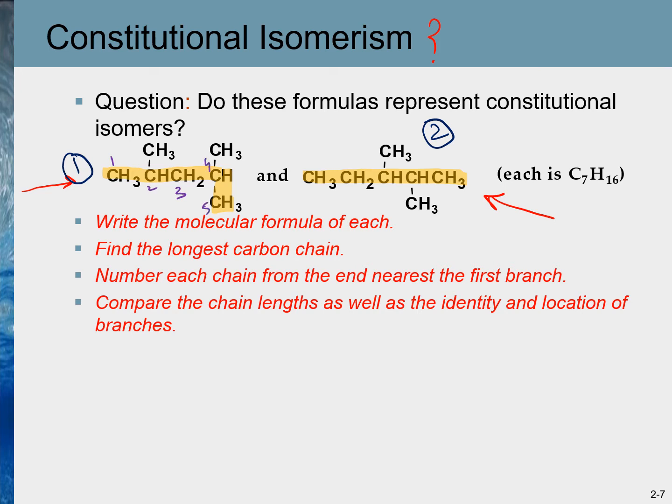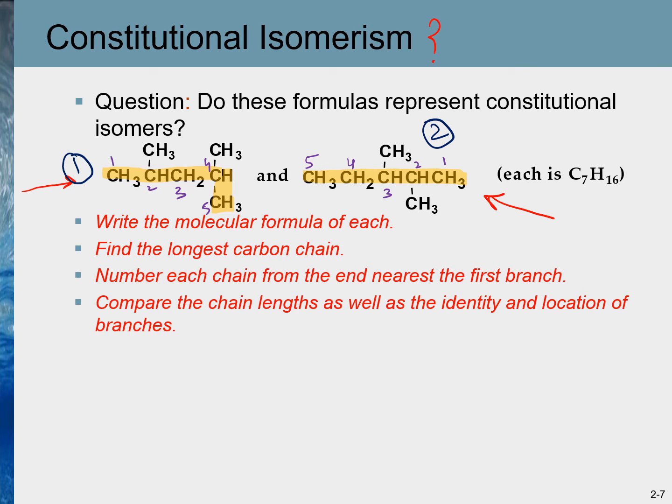So in case of the first compound, the longest chain is 5 carbon long. Let's look at the second one. In case of the second compound, from the right hand side, the first branch is nearest, so we have to number from the right hand side. So it would be number 1, number 2, number 3, number 4 and number 5. Both have 5 carbon long chain.